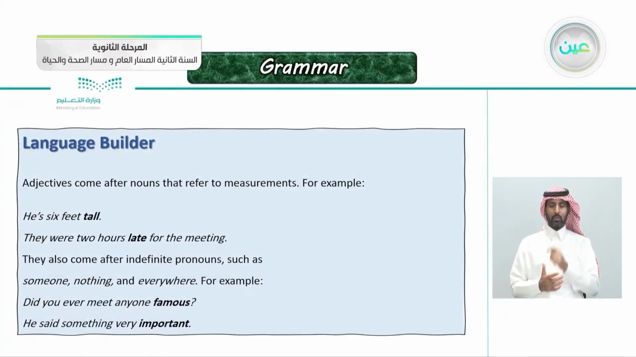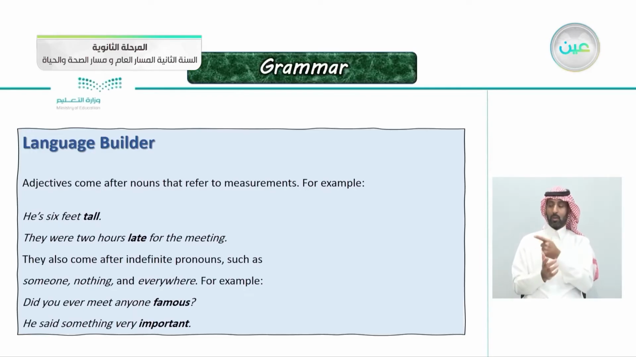Adjectives come after nouns that refer to measurements. For example, he's 6 feet tall. So these are the adjectives that come after nouns that refer to some measurements. He's 6 feet tall. They were 2 hours late for the meeting. 2 hours, so this is measuring time here.